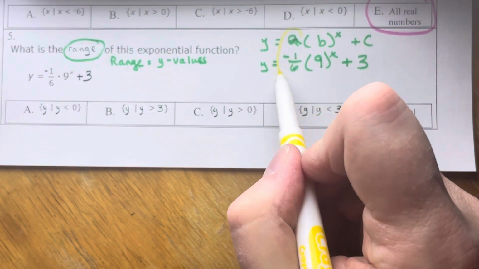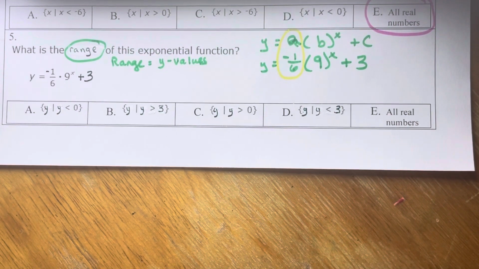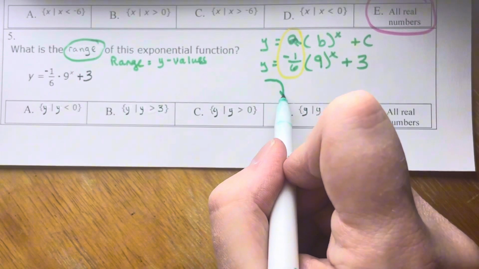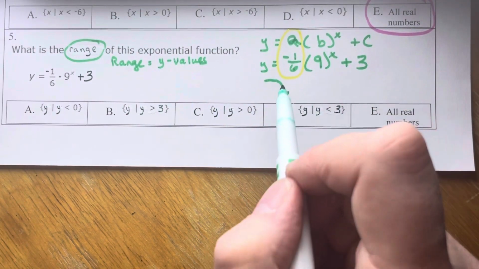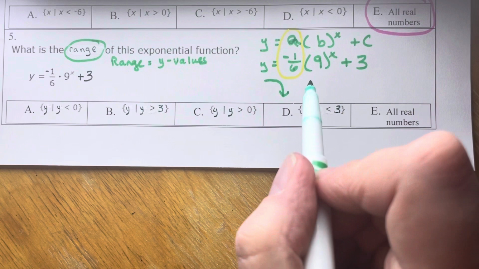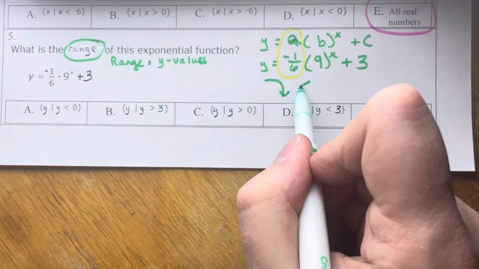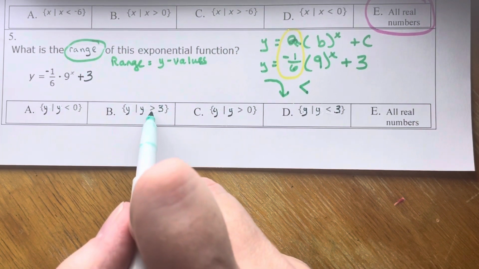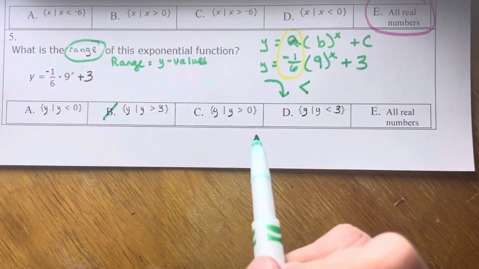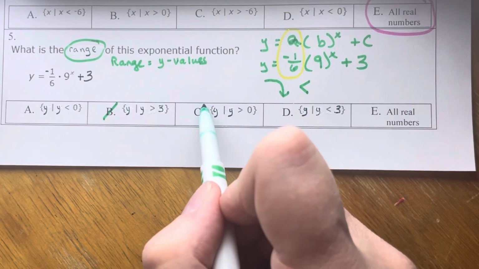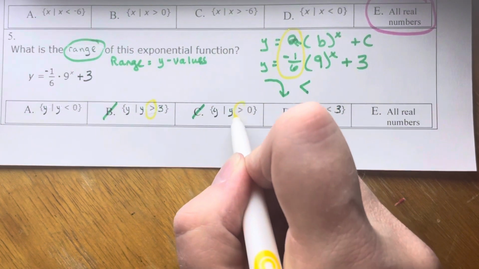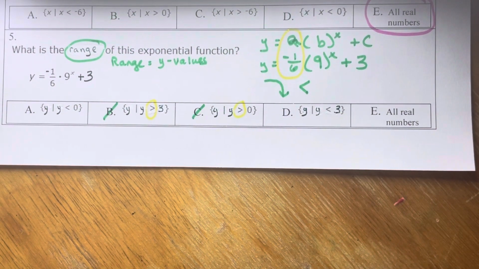Since our a term is negative, that means that our graph is going to be pointing downward. And when things are pointing downward, that means that we're going to use a less than symbol. With that being said, we know that we're not going to use answer B or answer C because they both have greater than symbols. All right, so now we have to address the C.